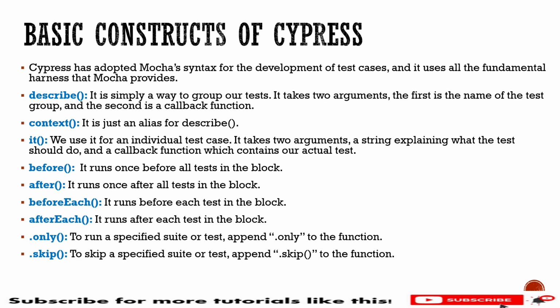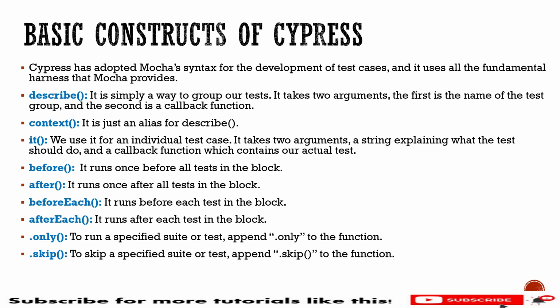Number one is describe. This is common for all the test cases, where we describe them, and it is a simple way to group our tests. So under this describe we can provide multiple test cases. It takes two arguments: the first argument is a string, which is the name of the test, and the next is a callback function. Likewise we have context, which is an alias of describe.